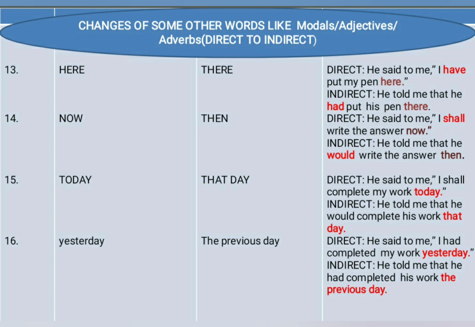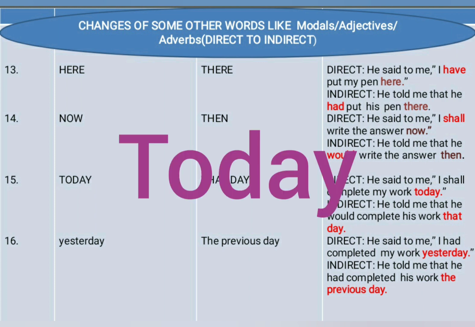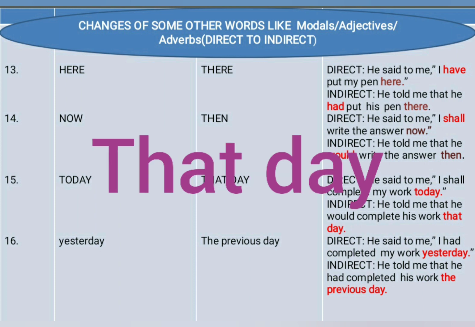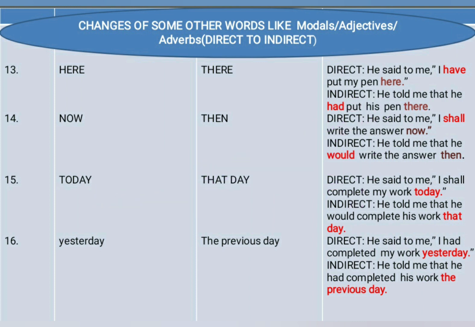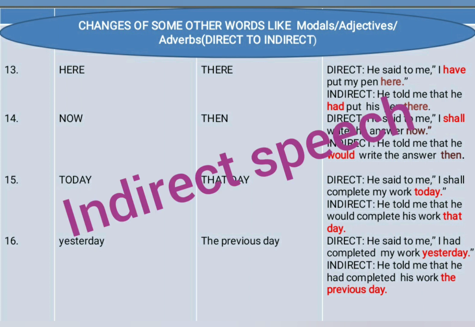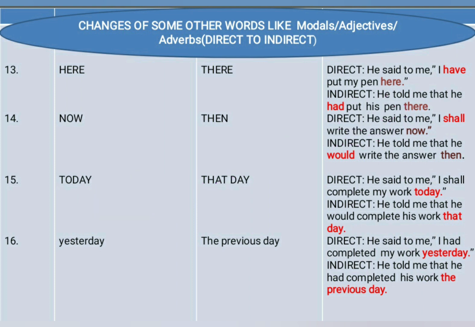15th point. If today comes in direct speech, it becomes that day in indirect speech. Example, in direct speech, he said to me, I shall complete my work today. Indirect speech, he told me that he would complete his work that day.